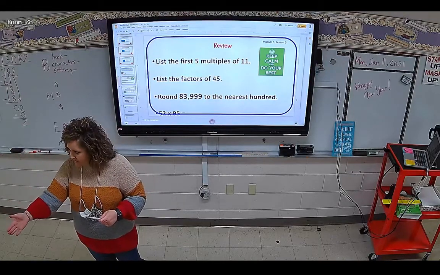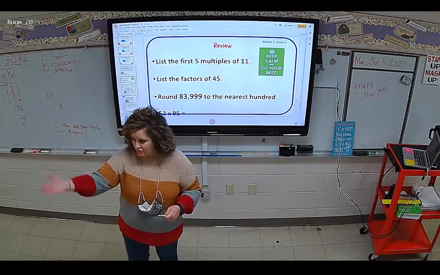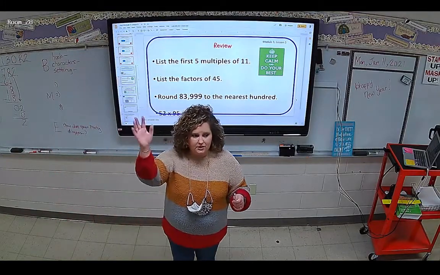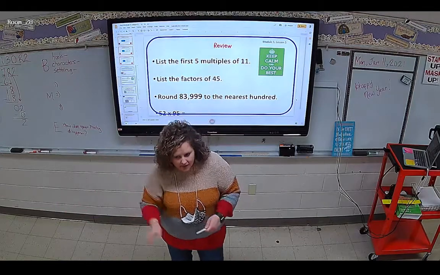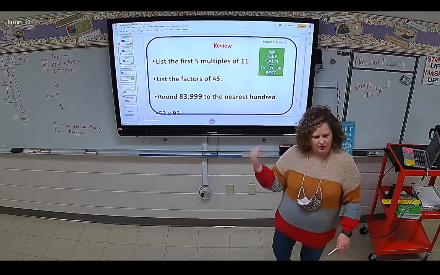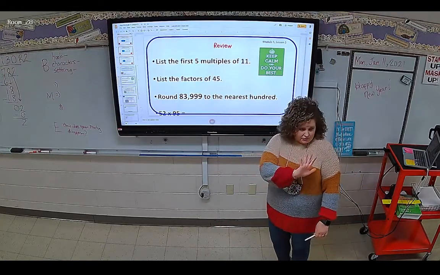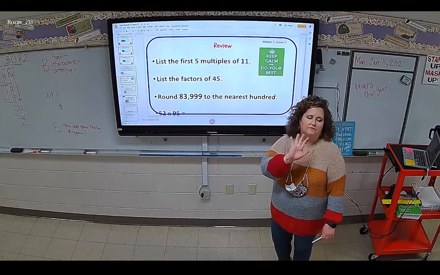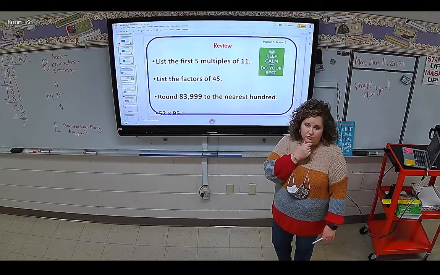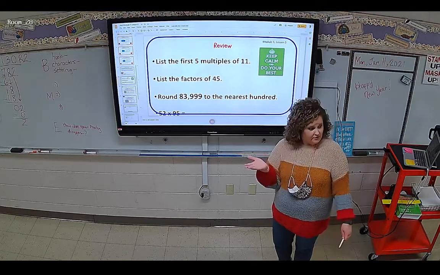22. You're exactly right. 11 times 2 is 22. What would come next, everybody? 33, which is 11 times 3. What would come next? 44. And what would come next? 55. Good. See, y'all can do this. And that is awesome. That is the first 5 multiples. Because if you don't say first 5, could you say list all the multiples of 11? Never. No, you'd be there forever, wouldn't you?